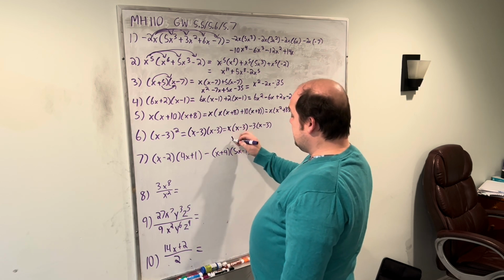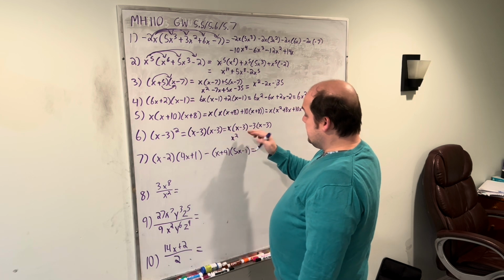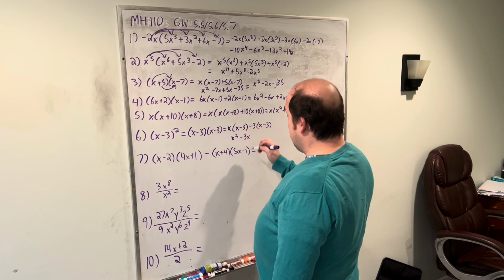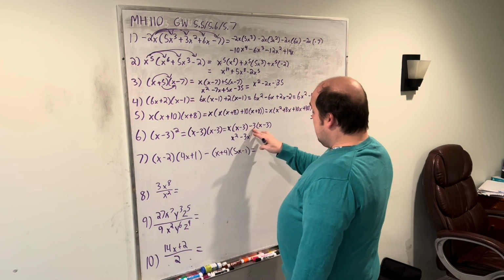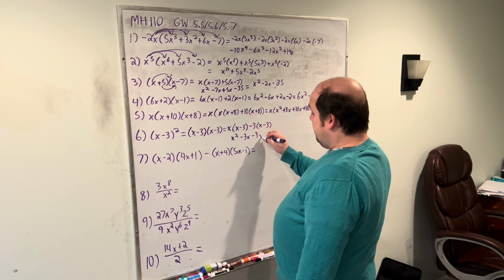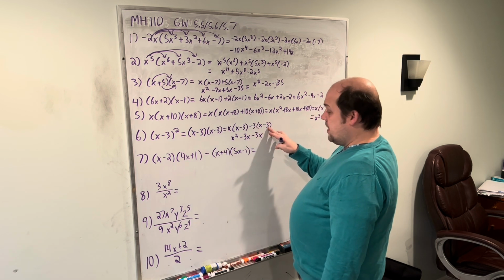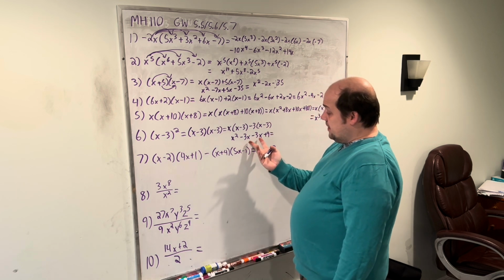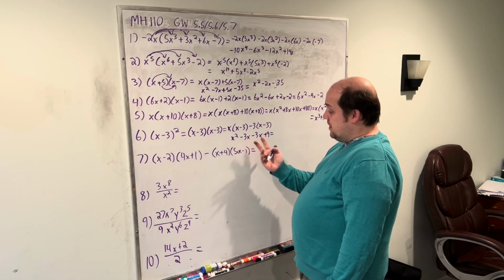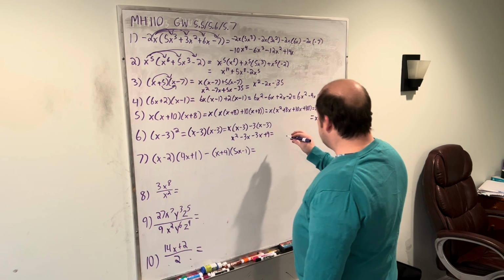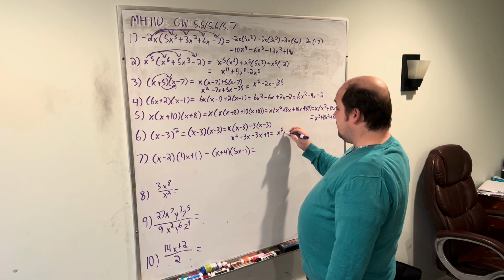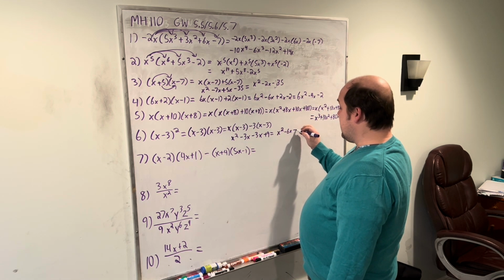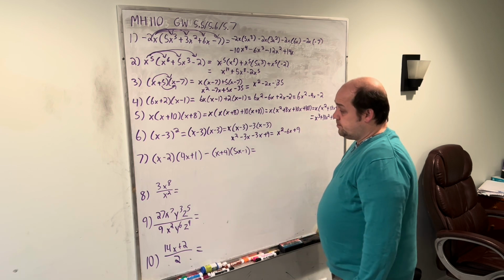X times x gives me x squared. X times negative 3 gives me negative 3x. Negative 3 times x gives me negative 3x. Negative 3 times negative 3 gives me positive 9. Combining the like terms in the middle, this negative 3 and this negative 3 combine to give me negative 6x. So my final answer is x squared minus 6x plus 9.